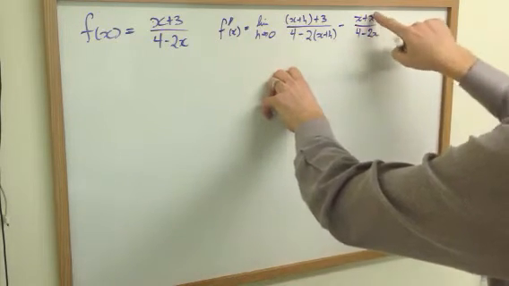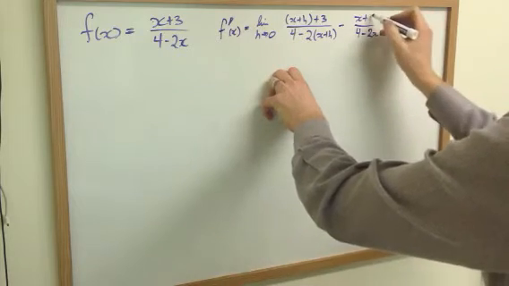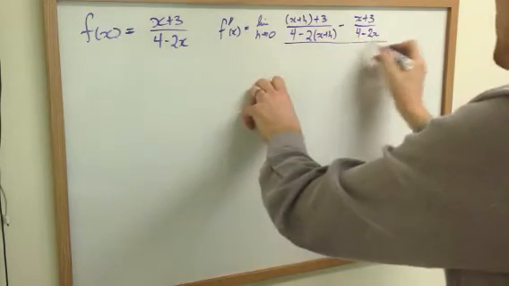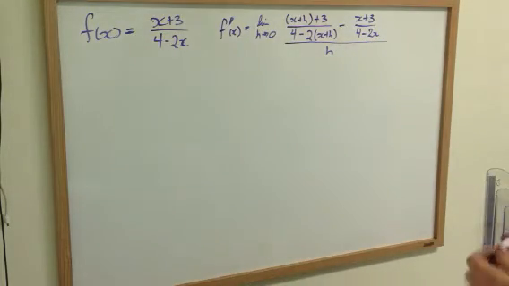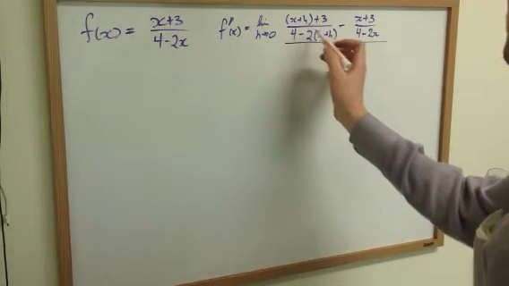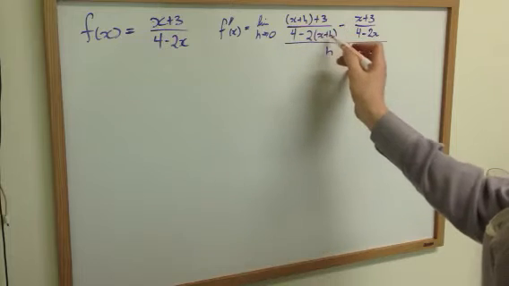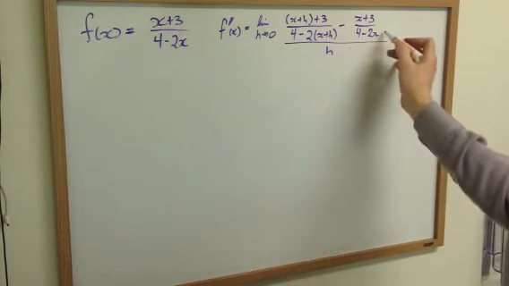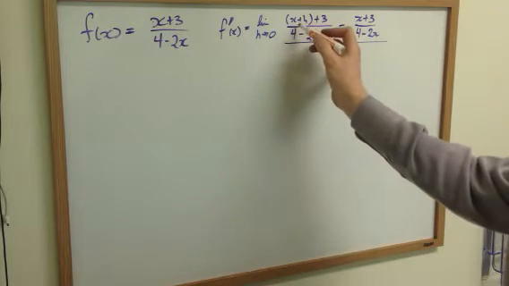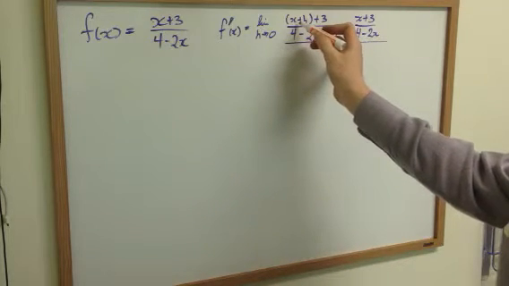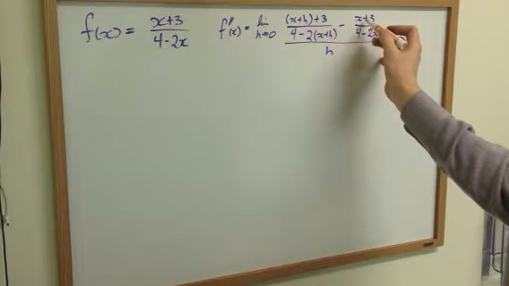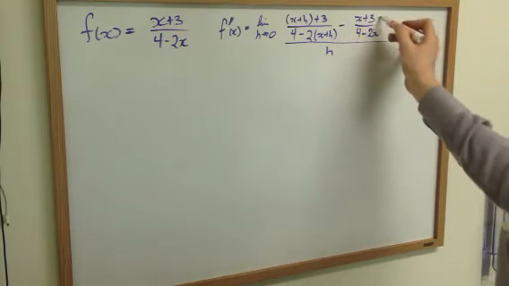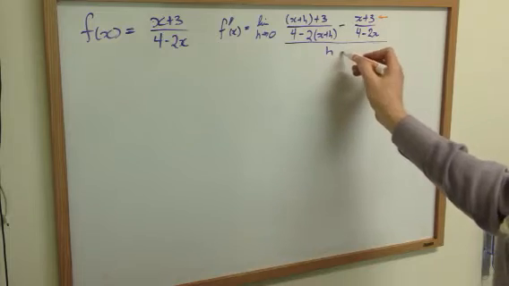What's this? x plus 3. All over h. Now, what are the problems? When h goes to 0, this goes to 4 minus 2x. 4 minus 2x, the denominators are the same. We have x plus 3 minus x plus 3. So that's a 0 in the numerator and a 0 here in h.